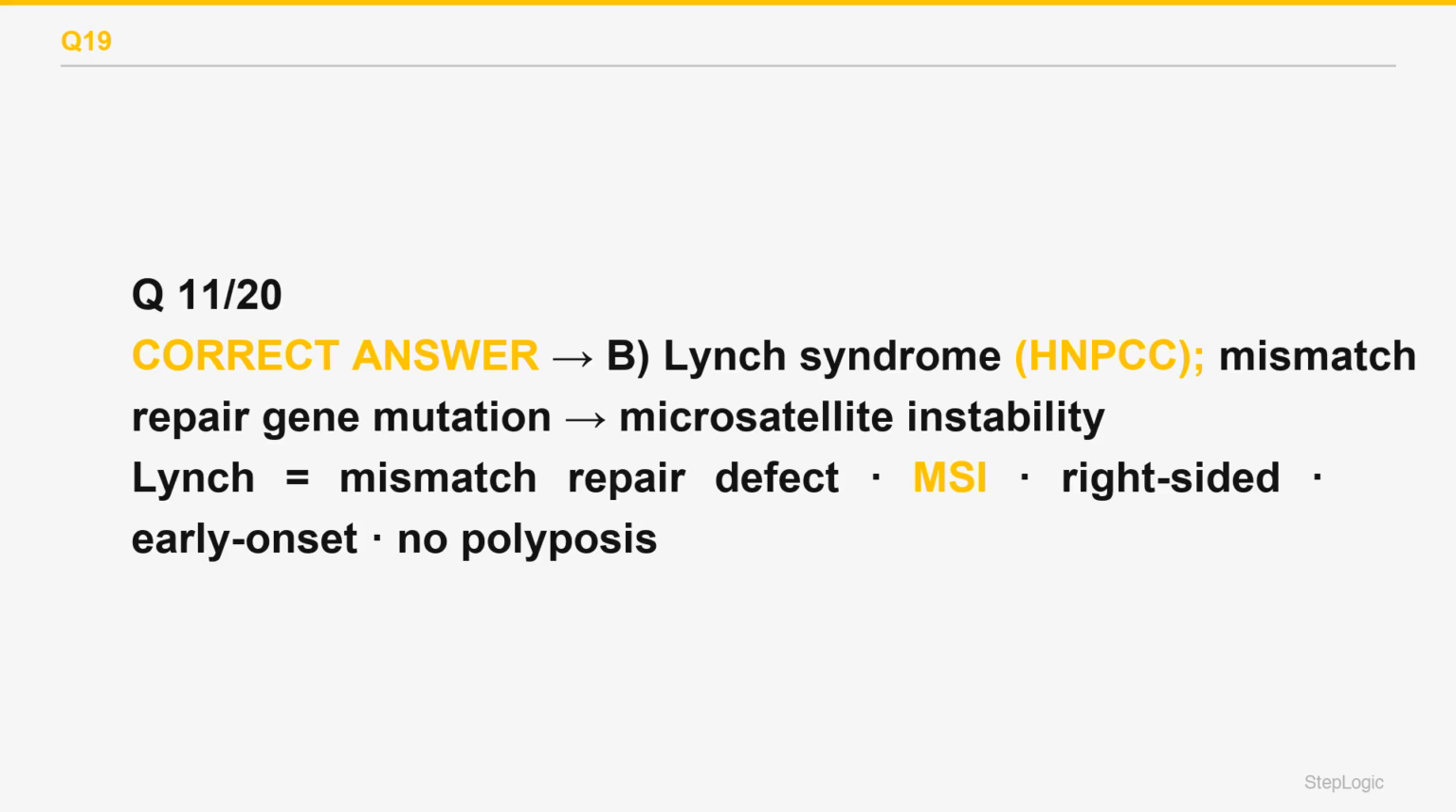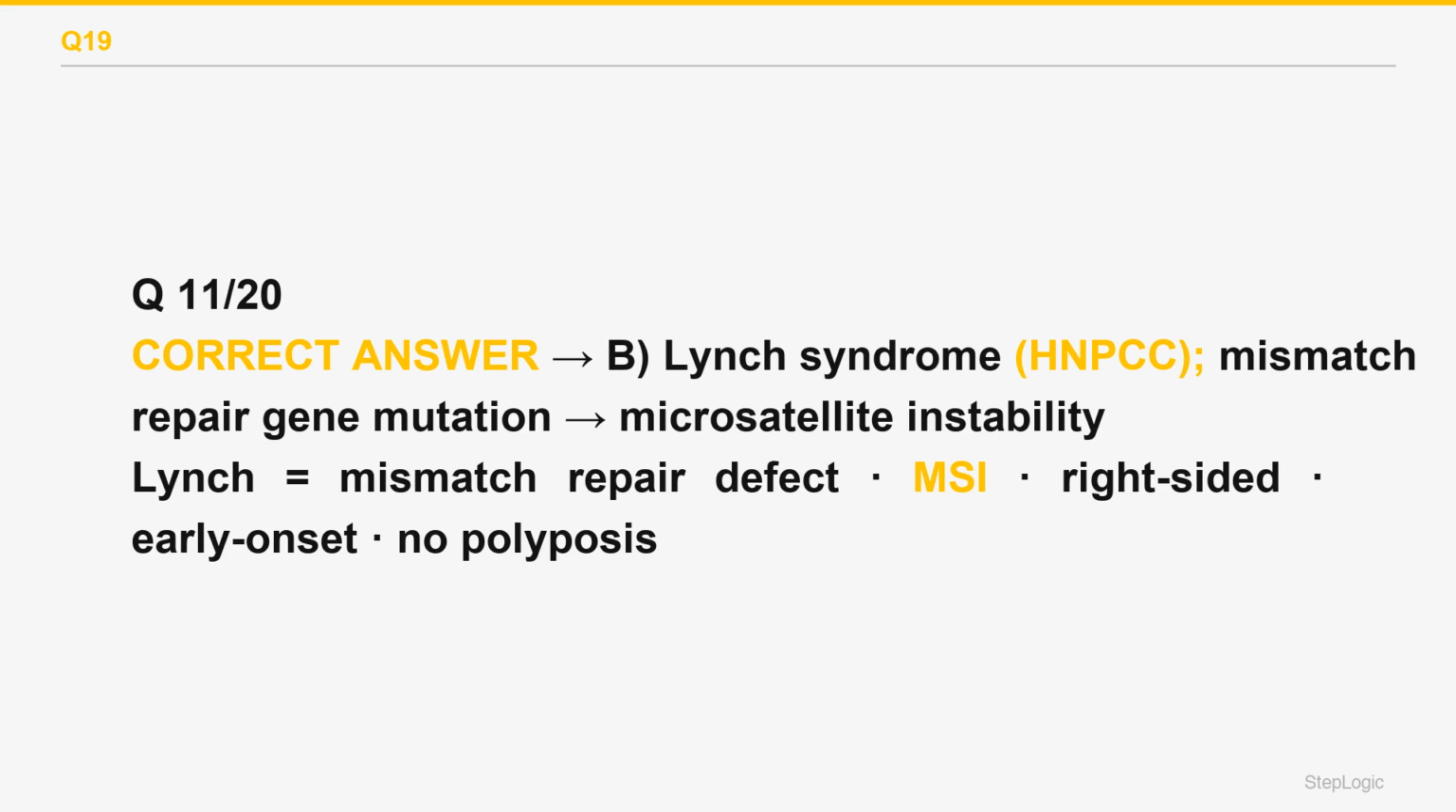The correct answer is B. The contrasts are high yield. Lynch syndrome, HNPCC, is the mismatch repair MSI pathway: few or no polyps, right-sided, early onset, and associated with endometrial, ovarian, and other cancers. Familial adenomatous polyposis, FAP, is the APC mutation pathway, with hundreds to thousands of colonic polyps and near 100% cancer risk.